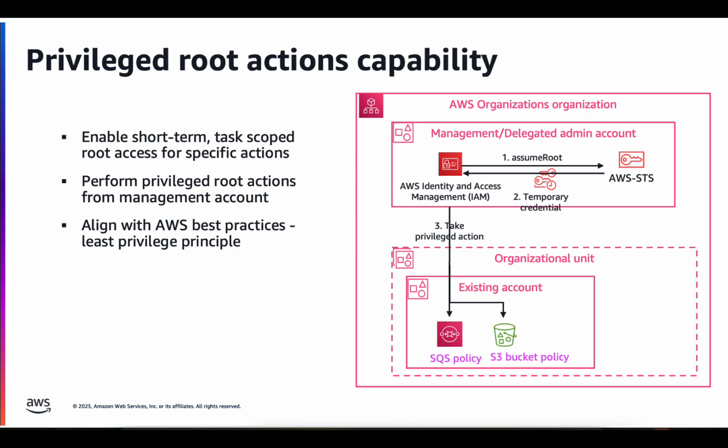Instead of manually accessing root credentials whenever privileged actions are required, your security teams can now gain short-term, task-scoped root access to member accounts. This capability makes sure that actions such as unlocking S3 bucket policies or SQS policies can be performed securely. With this feature, you get short-term root access for specific actions, adhering to the best practices of least privilege. This limits the scope of what can be done and minimizes the duration of access, reducing potential risks. Let's see this in action.